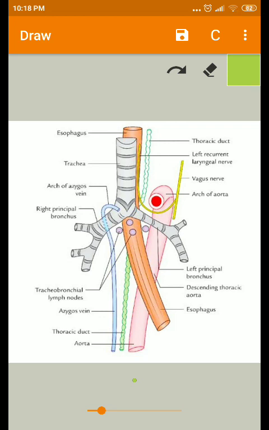By knowing all these things, the surgeon can easily find where actually the carcinoma or any tumor is present. By knowing this knowledge of the posterior mediastinum, it is easy to remove such tumors and relieve the symptoms. Okay, so this is about the mediastinum.